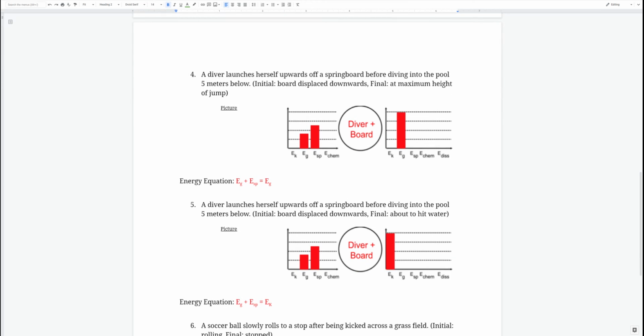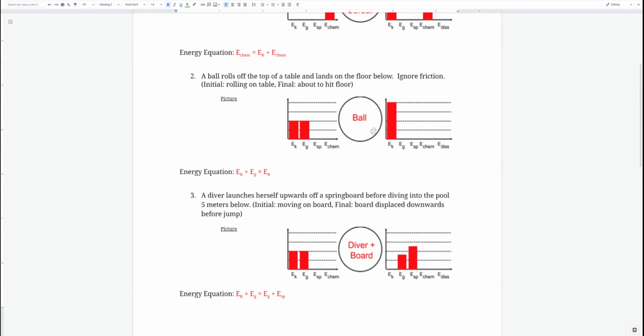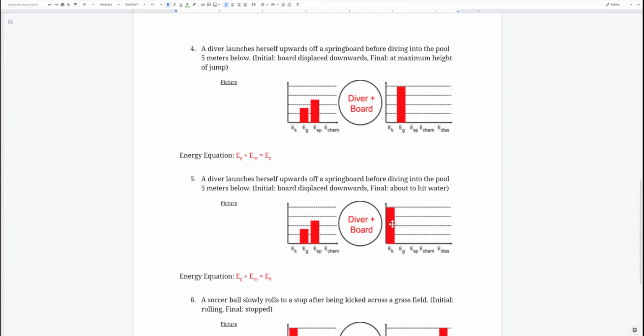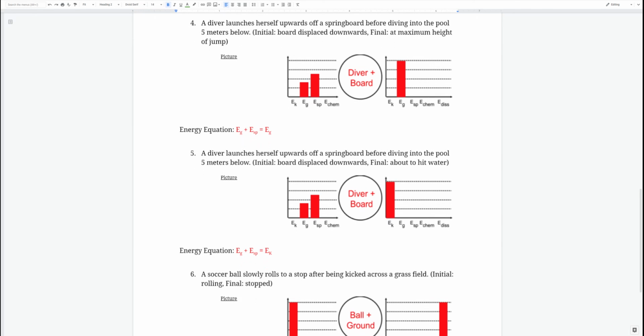This last one, same situation. We have the diver going off the springboard. The initial situation is the board displaced downwards, so these two should look exactly the same. And this time the final is about to hit the water. So after she went up in the air, now she's fallen back down. She's just about to hit the surface of the water. So this time, like if we go back up top here with the ball about to hit the floor, she's about to hit the water now. So no EG or very small EG, so we can round it down to 0. And it's just all EK. So our total energy that we had here has to be equal to our total kinetic energy at the end. Our energy equation for this one is just EG plus E spring equals EK.